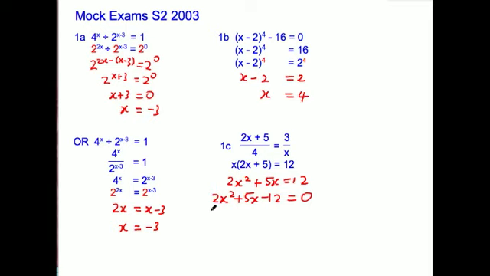To solve this equation, we need to factorize, giving us 2x minus 3 and x plus 4. So we have two solutions, x equals 1.5 or -4.